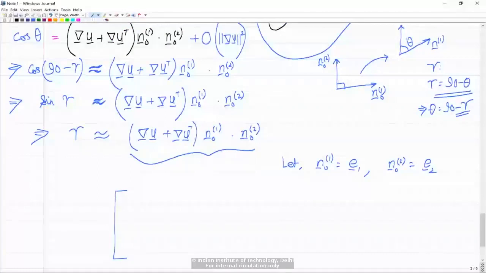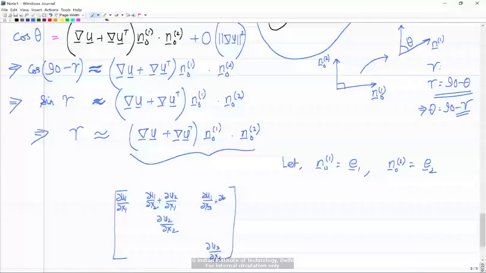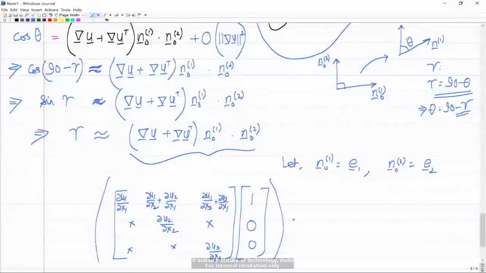So this matrix, we already know what this is, right? This is del u1 by del x1, del u2 by del x2, del u3 by del x3, and here you have del u1 by del x2 plus del u2 by del x1 and del u1 by del x3 plus del u3 by del x1, and likewise you have other ones. So you multiply this with n naught 1, which is e1 here, that's 1 0 0. Okay, after multiplication, the vector that you get, you have to dot it with e2, that is 0 1 0.